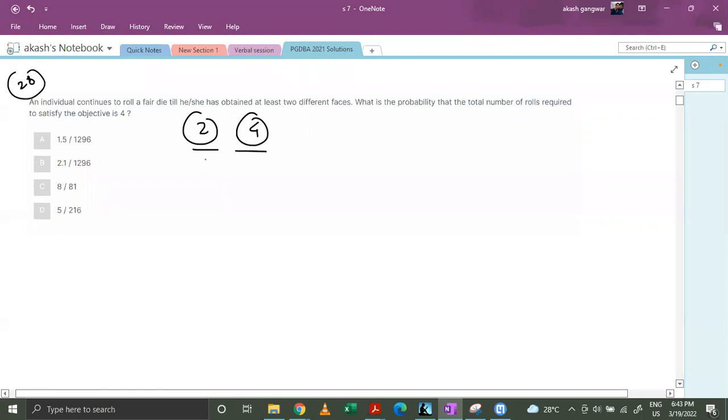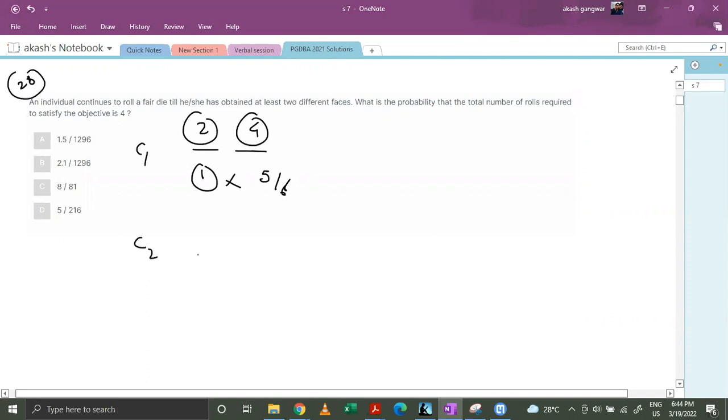Now, here we can have any kind of number, be it 2, 1, 3, 4, 5, 6, anything. So the probability to get any number is 1 over here. But in this case, the number should be different from this one. So basically, the probability will be 5 by 6. Now, this was case 1.